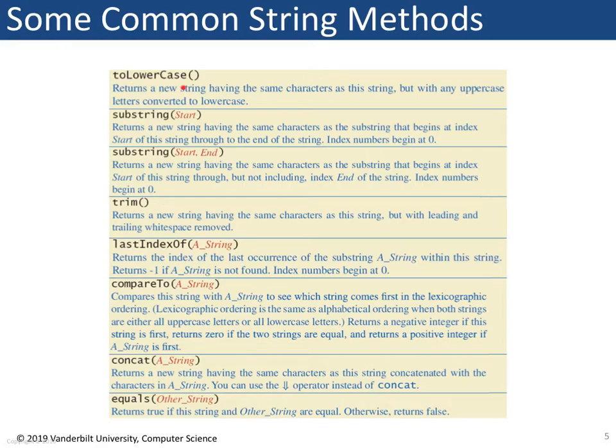toLowercase, we've looked at this already in the previous slide. It's going to return a new string which has the exact same characters as the previous string. However, each of the characters which was uppercase in the original string will be lowercase in the returned string. The method substring is going to extract a portion of the string contained in a variable.